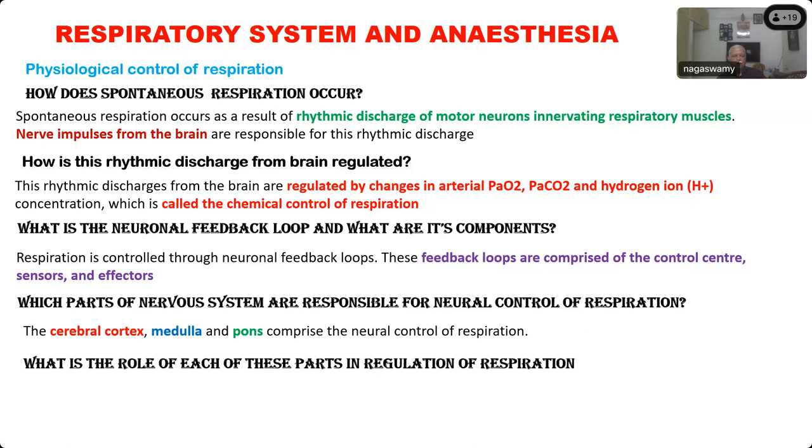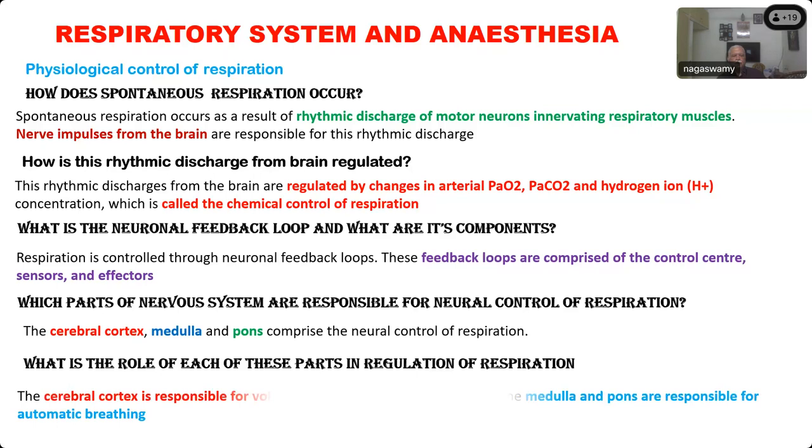What is the role of each of these parts in regulation of respiration, that is, the cerebral cortex, the medulla and pons? What is the role of each of these three components of the nervous system? Okay, the cerebral cortex is responsible for voluntary control of breathing, whereas the medulla and pons are responsible for automatic breathing. The medullary and pons centers only control the automaticity of respiration.